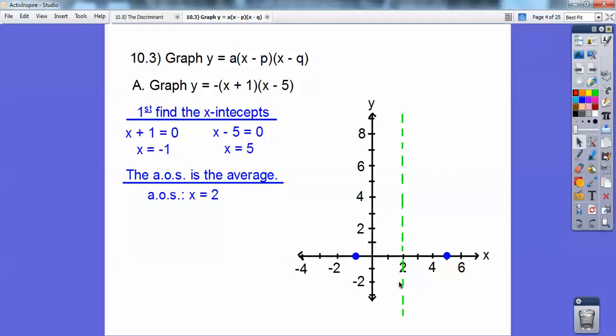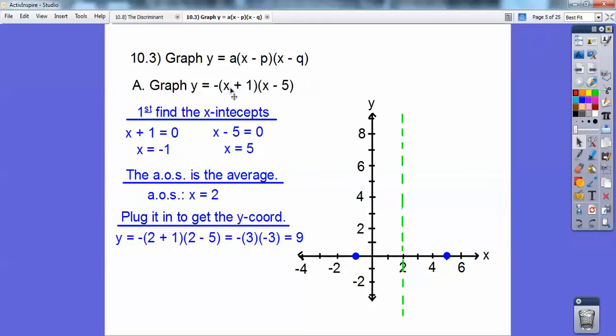So now to get your vertex, you plug in x equals 2 right there and crank it out, and that's going to get me my y. So 2 goes right there, and it's going to equal this y. So I get y equal to 9 when I do that, because I get 2 plus 1 is 3, 2 minus 5 is -3, so it's negative times 3 times -3 is going to be a positive 9. So it's up here at 9 right there. There's my vertex right there.